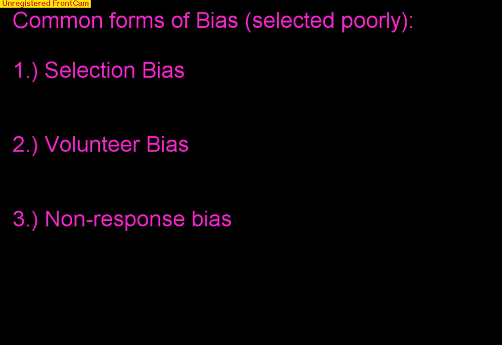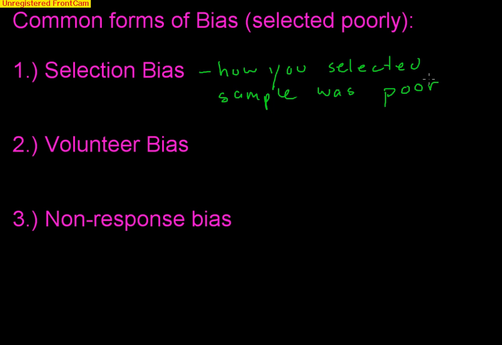Okay, these are very, very common forms of bias. The forms of bias we're going to talk about right here, these 3, are called selection bias, or they're based on how the sample was selected. So the first bias is known as selection bias, and this means how you selected the sample was poor. Something that you did in selecting that sample made it not accurately represent the population.